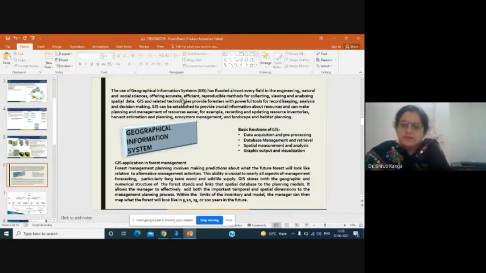Okay, so as we have been discussing since the beginning, the basic functions of GIS are data acquisition and pre-processing, database management and retrieval, spatial measurements and analysis, and graphic output and visualization. These things are also directly involved in forest management planning, which is very helpful for making predictions about the future also. Based on these predictions, we can look at relative alternatives for the management activities.